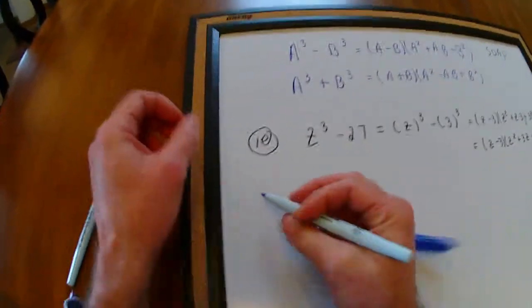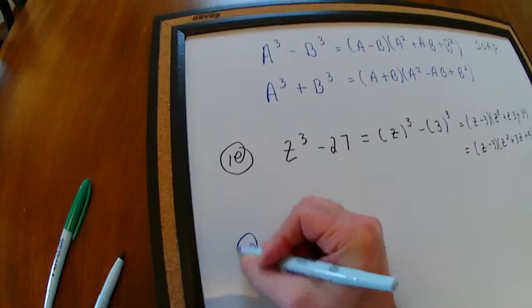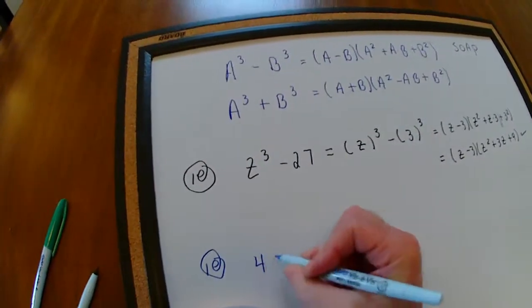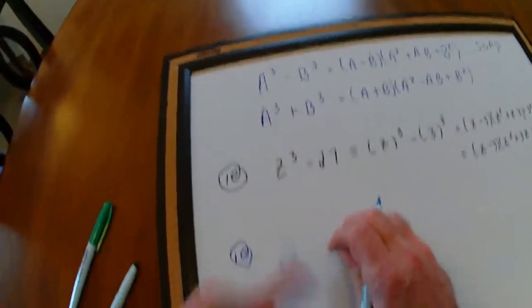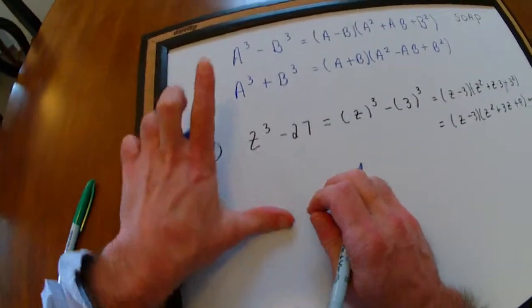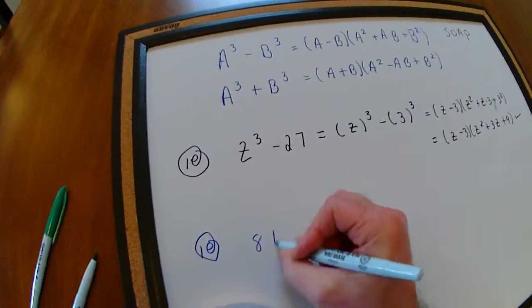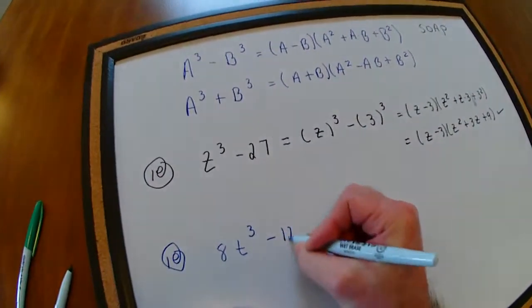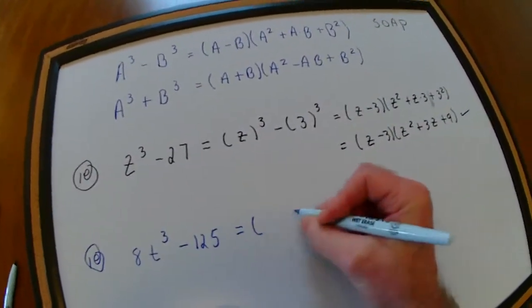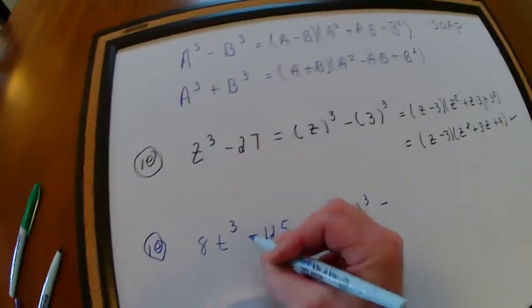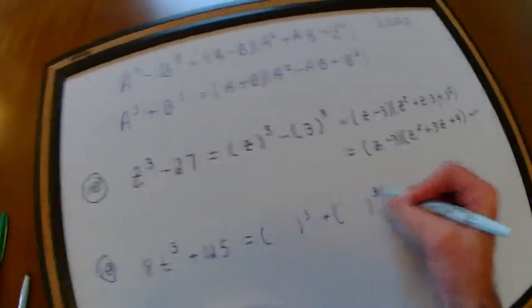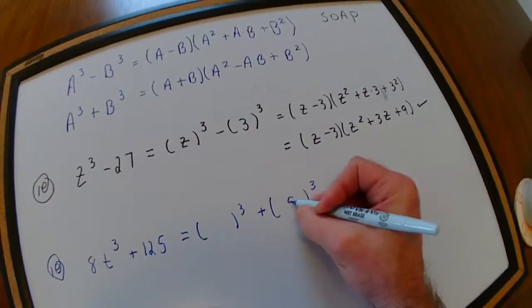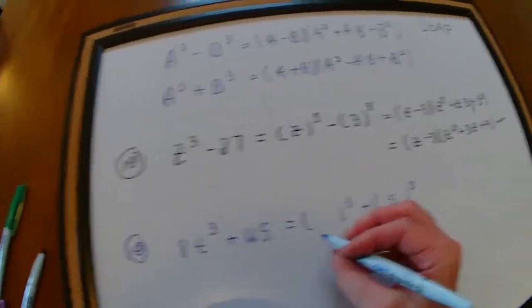Now for our second example, let's throw in some numbers. Okay. So imagine that you have 8t cubed minus 125. So again, ask yourself if you can write this as, make it a sum, a cubed plus b cubed. So what cubed is 125? 5. And then what cubed is 8t cubed? Well, it would be 2t, because 2 cubed is 8.